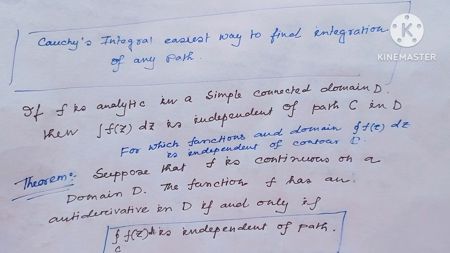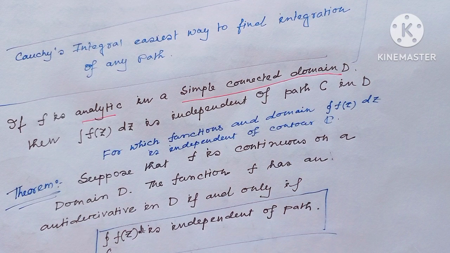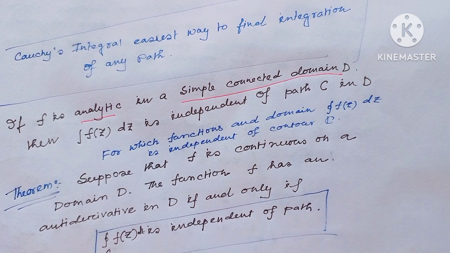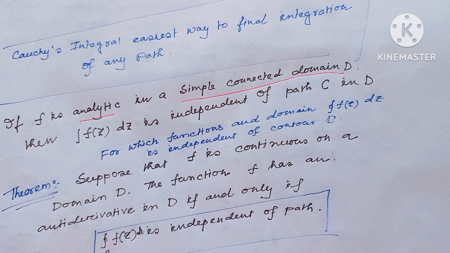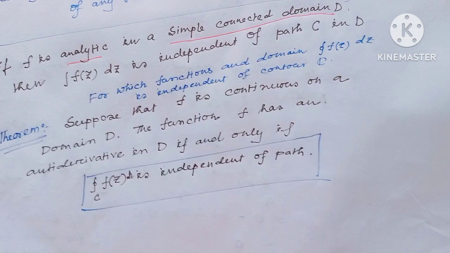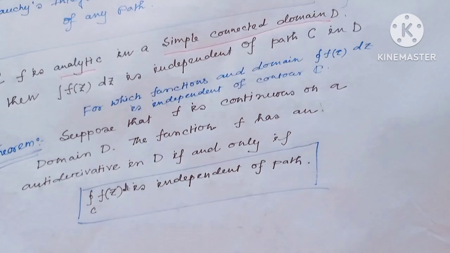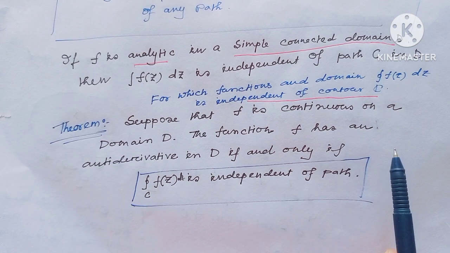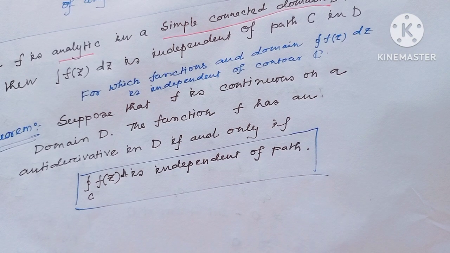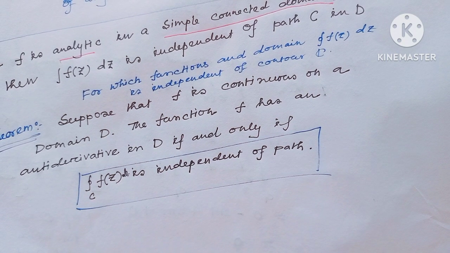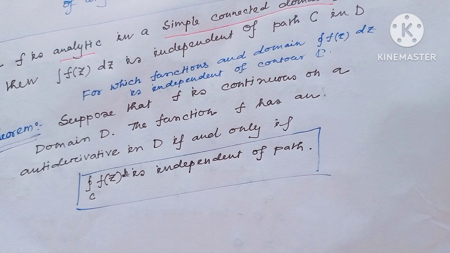In my previous video, I showed that if a function is analytic in a simply connected domain, then the integral of f(z) dz is independent of path C in D. Today I will show that if f has an antiderivative, then the integration is independent of path, where f is continuous in a domain D. Conversely, this is the if and only if condition: if the integration along the contour of f(z) dz is independent of path, then the function has an antiderivative in the domain D. This is today's goal of this lecture.